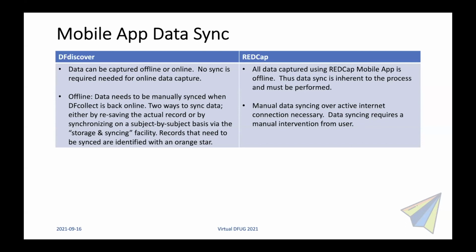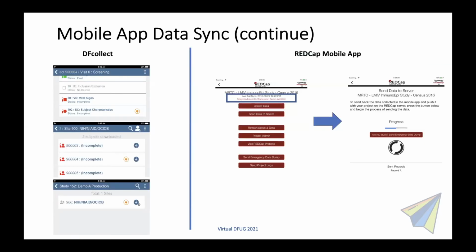The nice thing about DFcollect is there are orange stars that show next to the actual pages which data still needs to be synced. When it comes to the REDCap mobile app, remember all the data is captured on that app in an offline manner. So data syncing is really inherent to the process. You must do it, because if you do not, data will remain on your tablet and never make it back to your online database. And this really requires a manual intervention from your user.